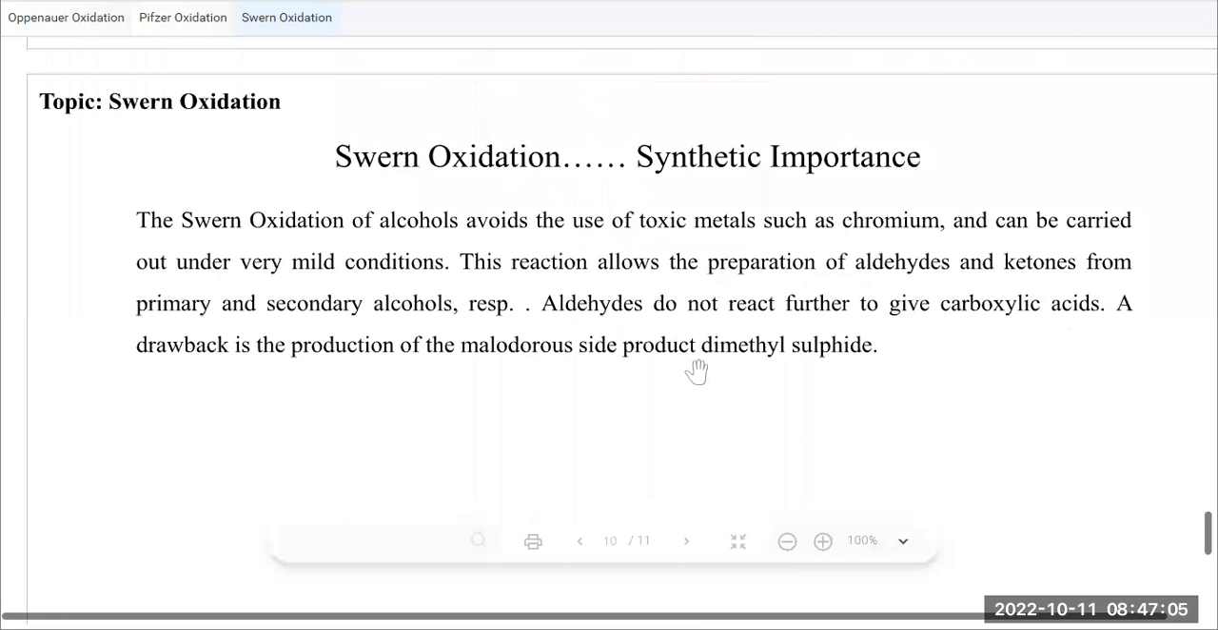Synthetically, Swern oxidation is very important. It is a mild condition. One thing, you will get aldehydes, they will not react further, and it is a very good method for the preparation of aldehyde. And number two is that it avoids the use of toxic metals like chromium, and it is a mild condition. So this is the synthetic importance of Swern oxidation. So this is the end.